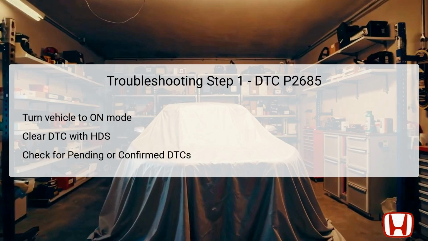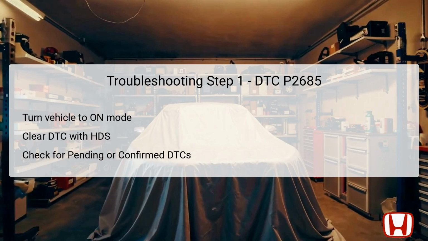The first step in troubleshooting DTC P2685 involves confirming the presence of the DTC by placing the vehicle in the on mode. This action activates the vehicle's electrical systems, including the TCM, allowing the technician to use the Honda Diagnostic System, HDS, to clear any existing codes.